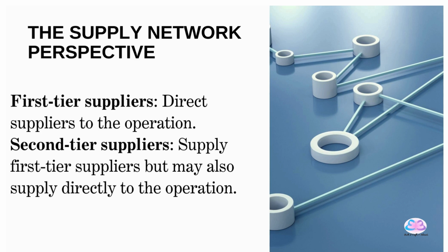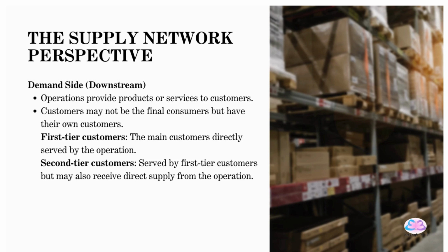Here, in the supply network perspective, there are two tiers of suppliers. The first tier of suppliers directly supply the company with raw materials, parts, or services. The second tier suppliers supply goods or services to first tier suppliers but may also interact directly with the company. Now, companies must manage these supplier relationships to ensure smooth production.